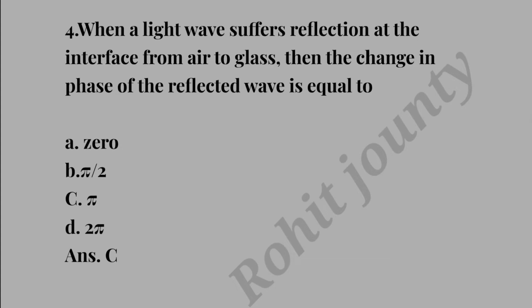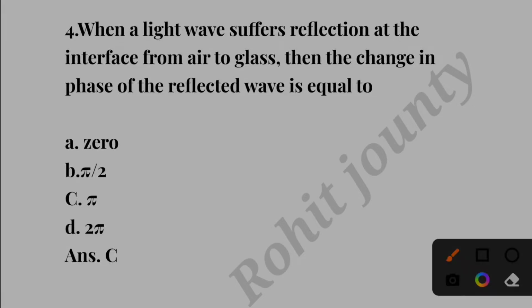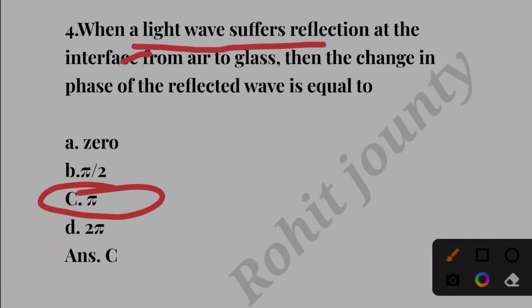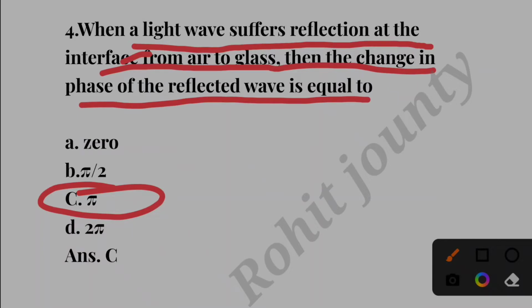Question number 4. When a light wave suffers reflection at the interface from air to glass, then the change in phase of the reflected wave is equal to: option A 0, option B pi/2, option C pi, option D 2 pi. The correct answer is option C, pi. When a light wave suffers reflection at an interface from air to glass, the change in phase of the reflected wave is pi.